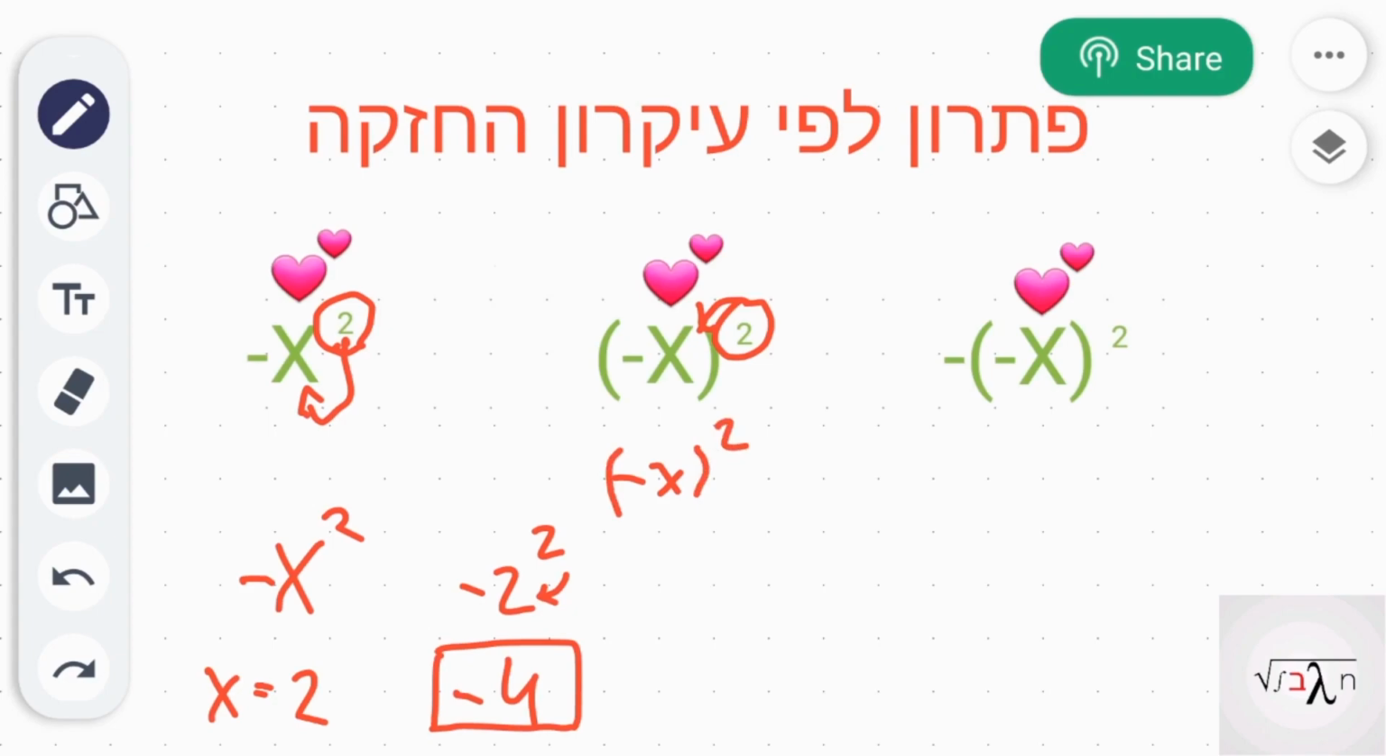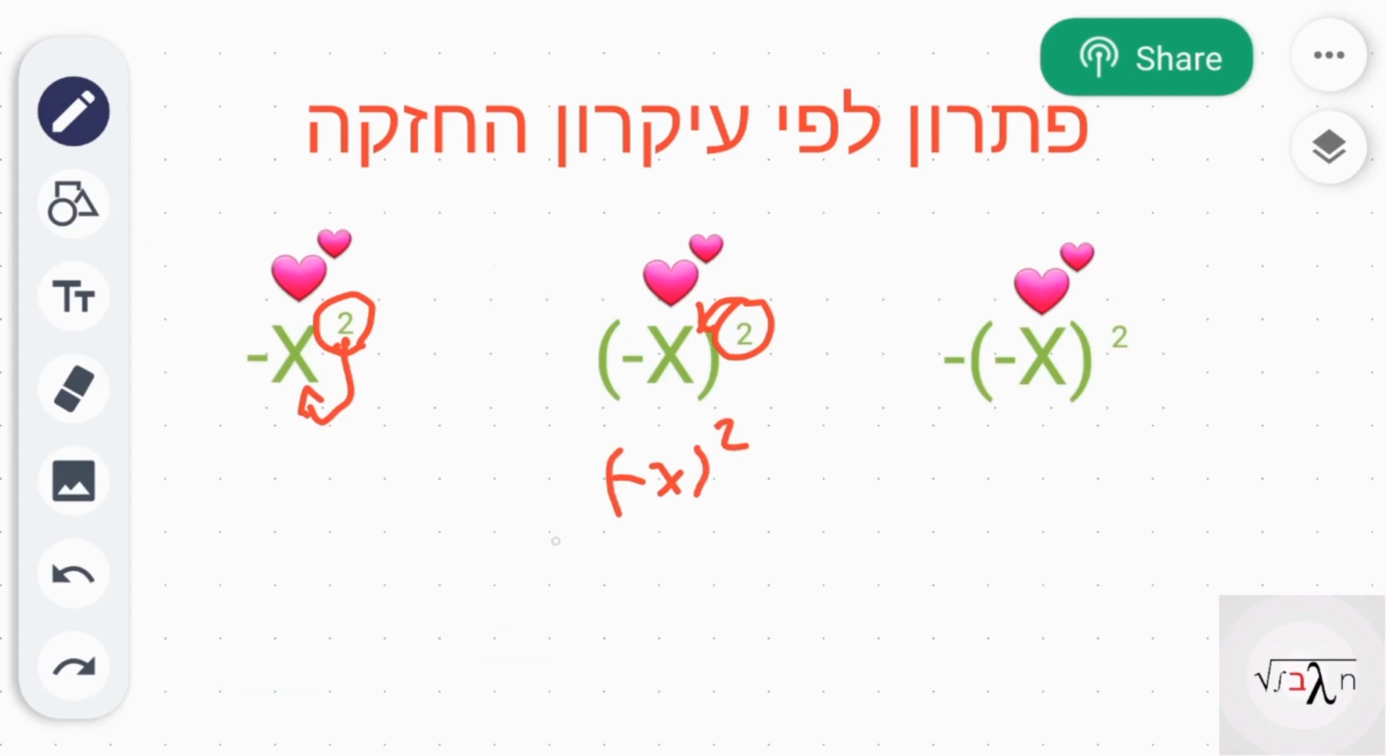Let's see what happens if we replace the x with a 2 instead. So we'll write x equals 2. So now it'll be minus 2 to the power of 2. Remember that the exponent loves the closest from the left. So, minus 2 to the power of 2 will be equal to 4, because minus 2 times minus 2 is 4.